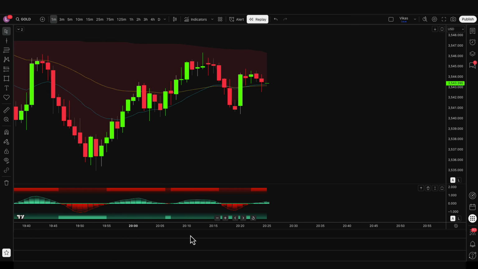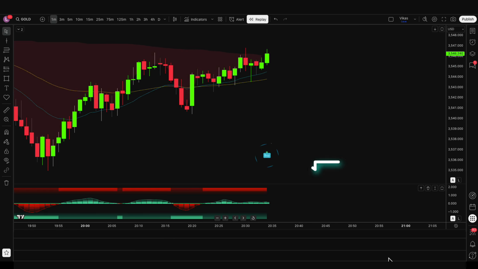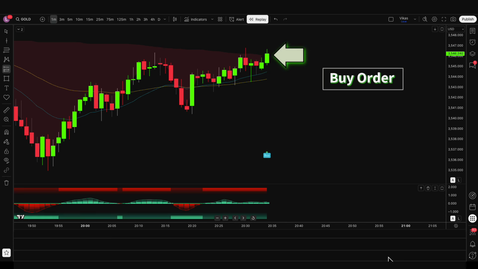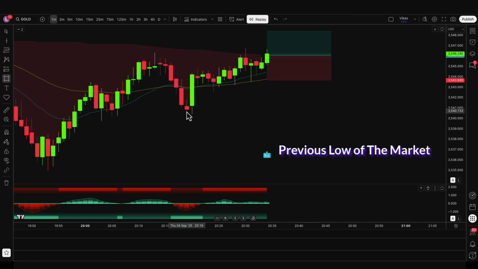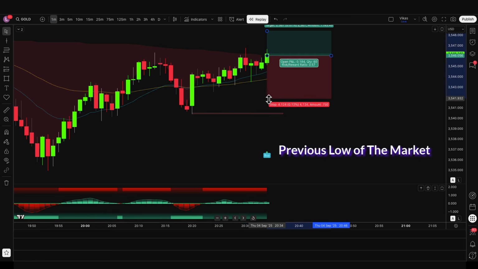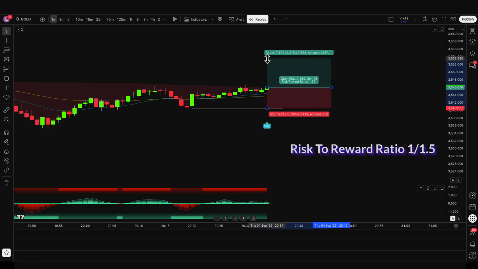Let's see how we use these trading setups. When the chandelier exit indicator gives us a buy signal, the turquoise line of the EMA indicator should be above the yellow line, the efficiency weighted order flow indicator should be green color, and the market forms a bullish candle. If this condition is fulfilled, then we will place a buy order. Our stop loss is to be placed at the previous low of the market, and the risk to reward ratio will be 1:1.5.